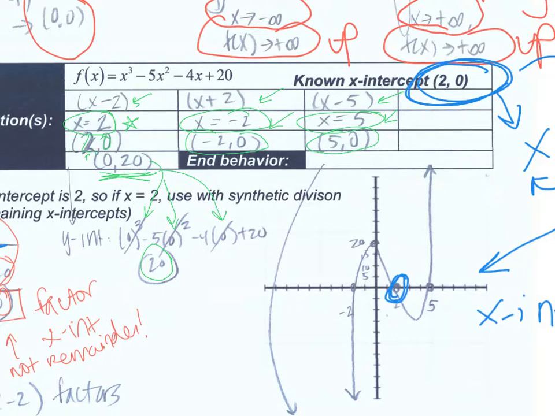You can scale however you'd like. I scaled along the x-axis by 1 increments. That's why I did an intercept at 2, 5, -2. But because my y-intercept was 20, I chose to scale the y-axis by 5s. So that's why my dot's there. And then I just did my rough sketch.